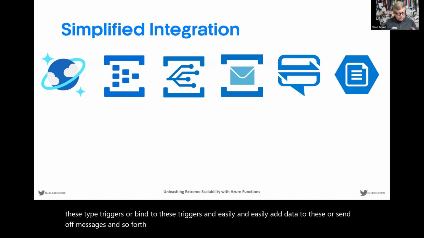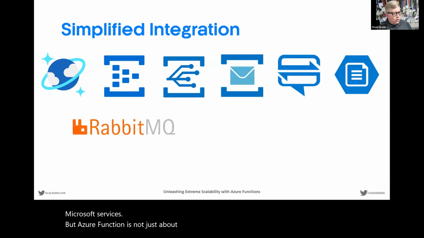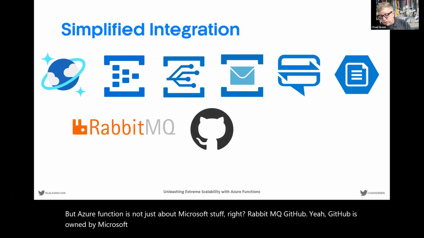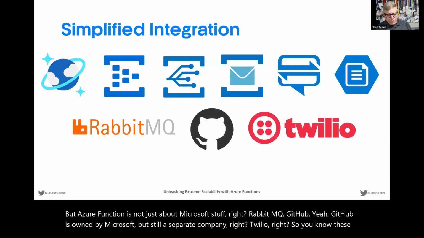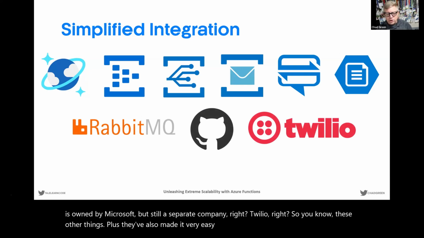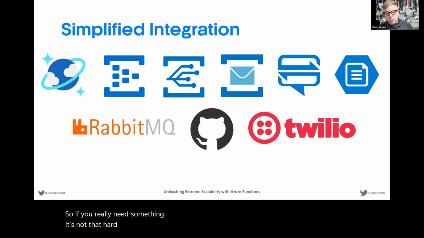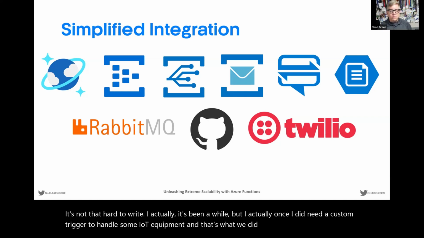But the great part is these make sense, right? Because these are all Microsoft services. But Azure Functions is not just about Microsoft stuff. RabbitMQ, GitHub. Yeah, GitHub is owned by Microsoft, but it's still a separate company. Twilio, right? So these other things. Plus, they've also made it very easy to write custom triggers and bindings. So if you really need something, it's not that hard to write. It's been a while, but I actually one time did need a custom trigger to handle some IoT equipment, and that's what we did. So, interesting things we've done there.